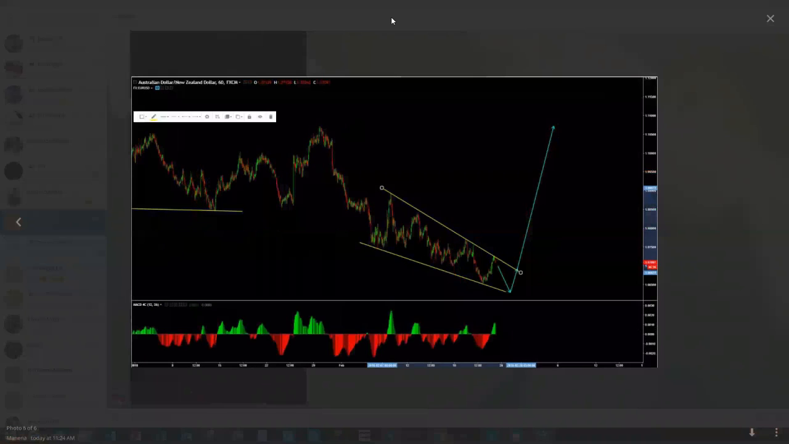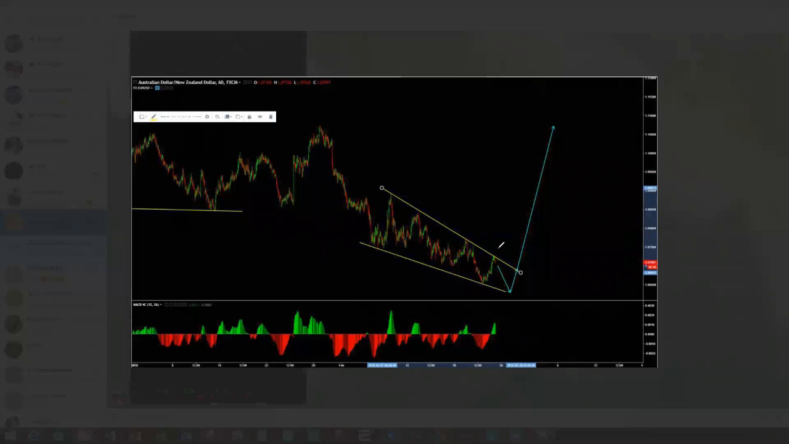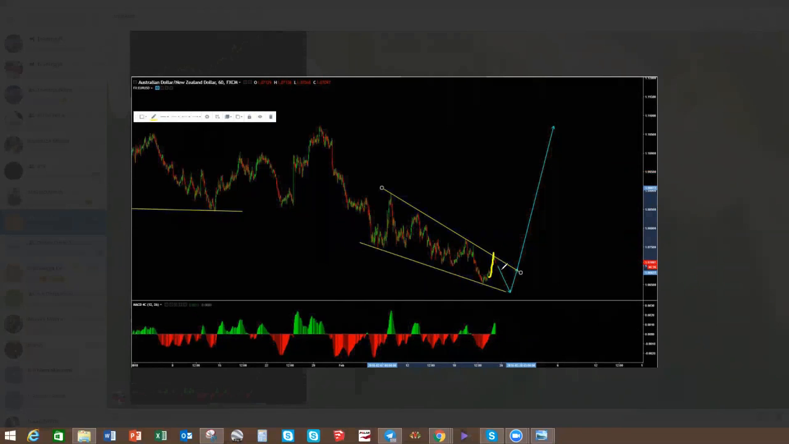And lastly, on the ones that I posted only on our group, I'm going to go to the ones that I posted on TradingView. This was AUD New Zealand. So this one we didn't actually take because I wanted it to come down first before it goes up. So you can just go check this one on your chart.